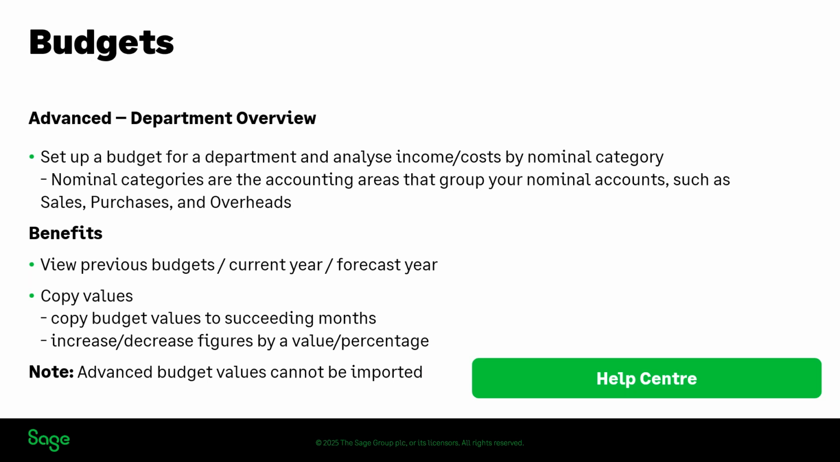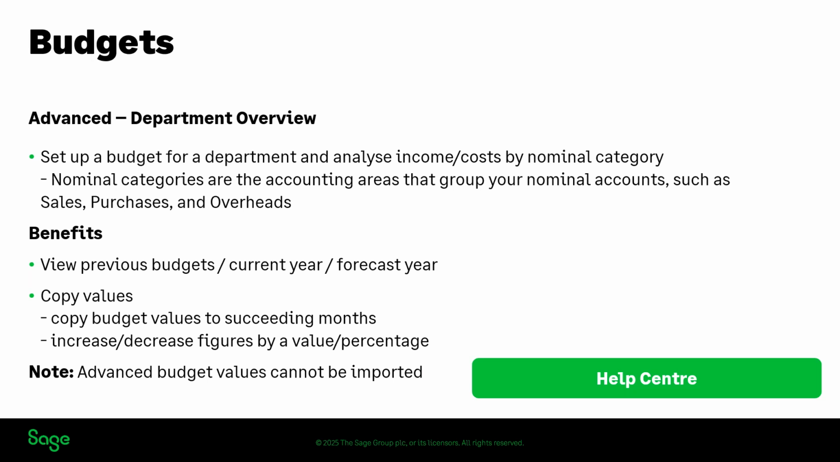So again, you've got the same benefits. You've still got the ability to see previous year's budgets. You've got your current year, you've got your forecast year. And again, as I say, it's quite repetitive, so I'm not going to go through each of these each time. So it's the same sort of thing. You can copy values, etc. And again, for all of the advanced methods, you cannot import values.